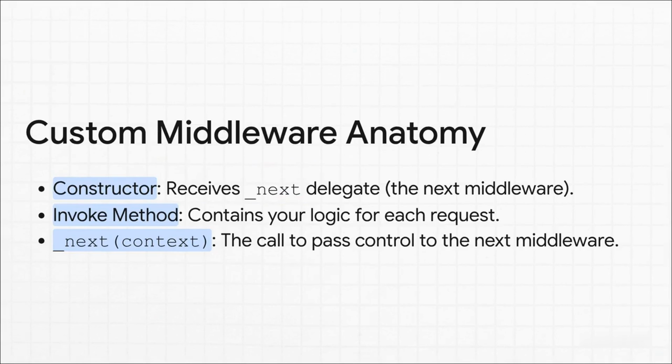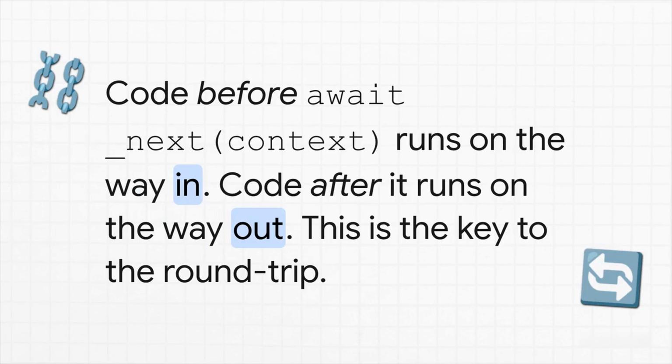So to build one, you only need to know a few key pieces. There's this Invoke method. That's where all your logic lives. But the real magic ingredient is this thing called the _next delegate. Think of it as your direct line to the very next worker on the assembly line. And this single line of code perfectly shows that round-trip thing we were talking about. Any code you write before this await _next call, that runs on the way in, as the request is coming down the pipeline. And any code you put after it, that runs on the way out, after everyone else down the line has done their job and the response is heading back to the user.